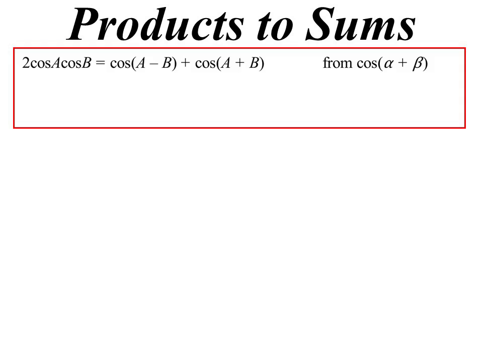The last set of trig relationships we want to look at are these products to sums. Here's our first one. It's when we've got two trig functions, and we're mainly talking about cosine and sine here, multiplied together. So cos, cos. It must have come from the cos alpha plus beta formula. And if we're just left with two cos, cos, that means the sine, sines have cancelled.